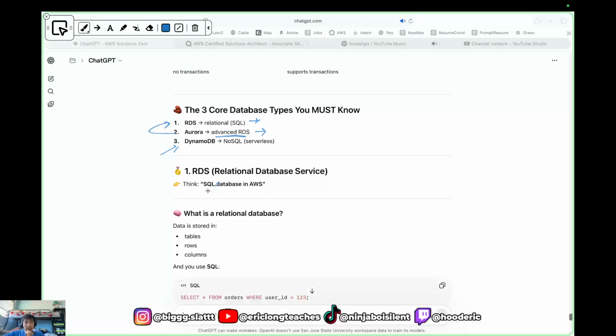So we could think of it as a SQL database in AWS. That's what an RDS is. So a database, except in AWS. So what is a relational database? It basically uses columns and rows in a table format. So let's go ahead and draw that out.